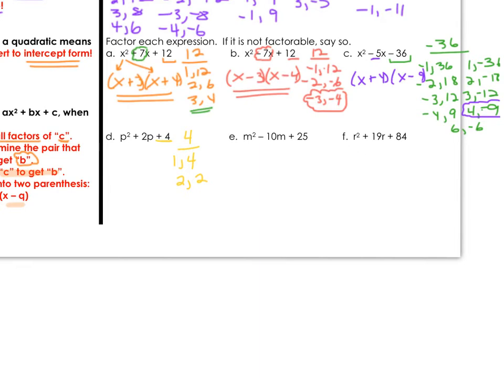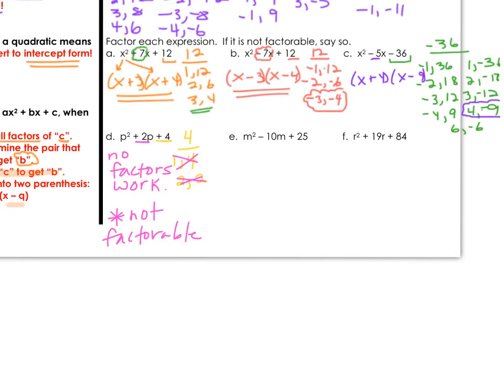Now we kind of get stuck on this one. Our goal is to get +2 in the middle when we add. But 1 and 4 aren't going to work. And actually neither will 2 and 2. If we can't find a pair that multiplies to get C and adds to get B, we say that this is not factorable. So no factors work. Therefore, our quadratic function is not factorable. It still graphs a parabola. We just can't split it apart into intercept form and have integer solutions.